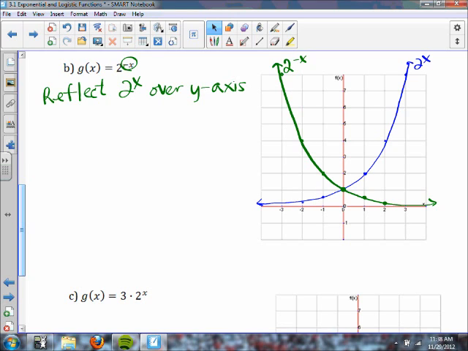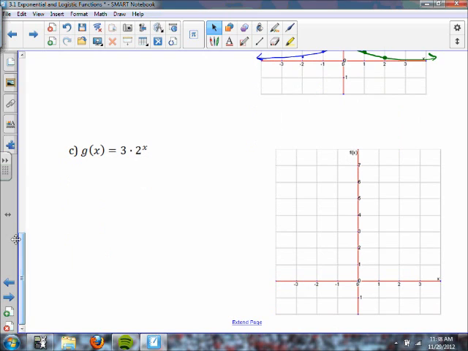Okay. Are there any questions on A or B at this time? Let's look at C. Again, graph 2 to the x.